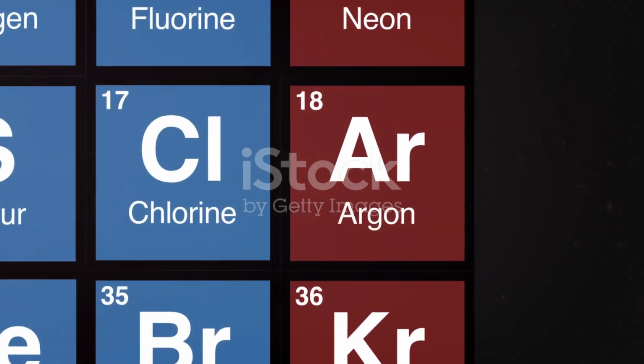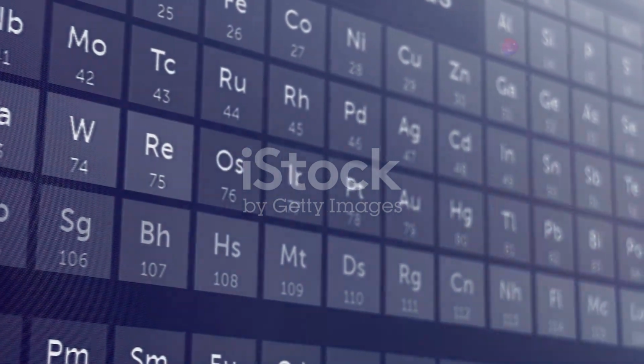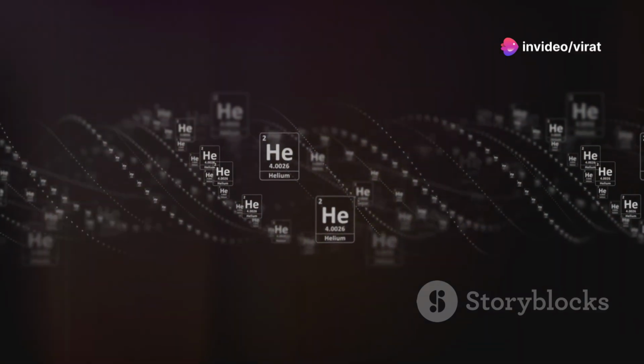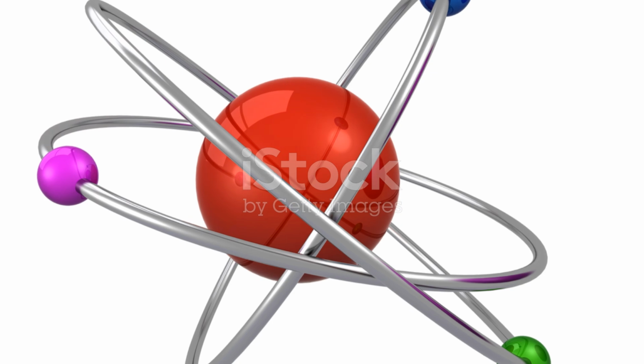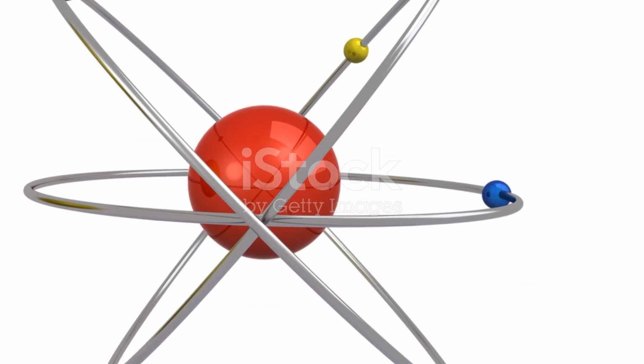Section 7. Noble gases, the lone wolves. Last but not least, let's meet the noble gases, residing in Group 18. These elements are known for their lack of reactivity, often referred to as inert gases. Noble gases have a full outer shell of electrons, making them extremely stable and unreactive.